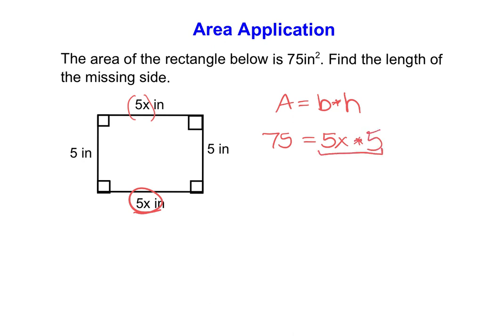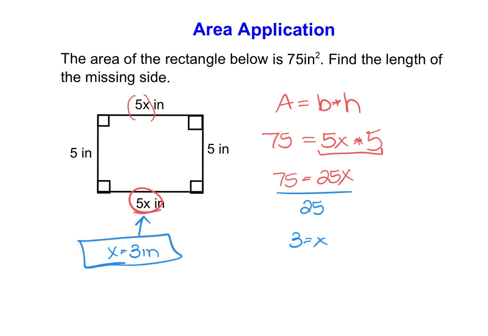Now, this piece right here, 5x times 5, there's no distribution here because there's no plus sign or minus sign in there. Those just multiply together to be 25x. Now I can solve this equation by dividing each side by 25, and I find that x is equal to 3. So I know x is equal to 3 inches. And what I can do is I can place that x in here. So I take 5 times 3, and that gives me a side length of 15 inches.